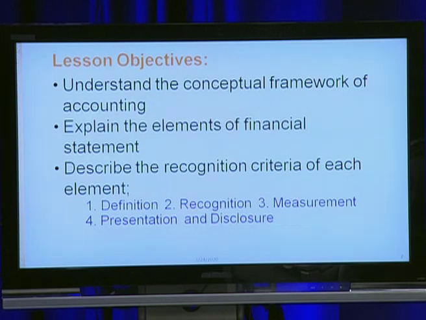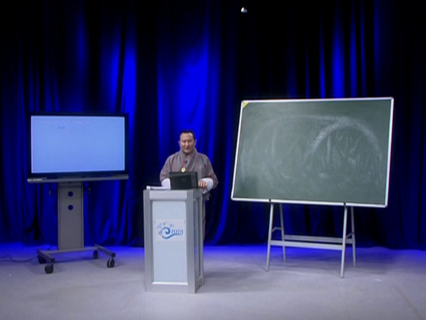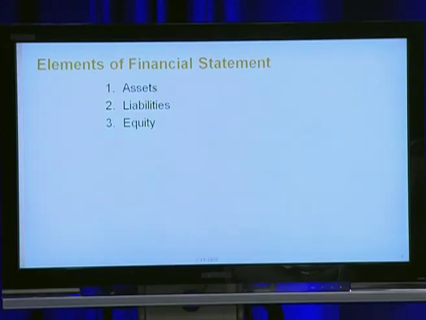Lesson objectives: understand the conceptual framework of accounting, explain the elements of financial statement, describe the recognition criteria of each element, and the elements will be explained covering the following concepts, that is definition, recognition, measurement, presentation, and disclosure. Now the elements of financial statements. Following are the elements of financial statements, and they are assets, liabilities, equity, income, and expenses.